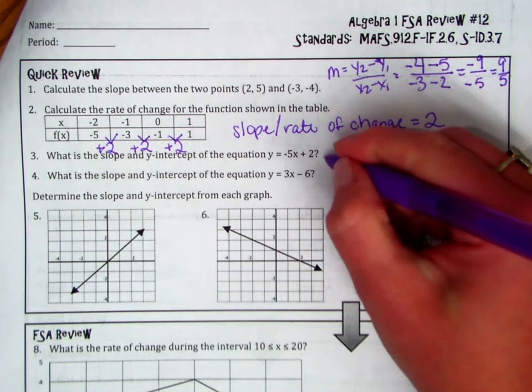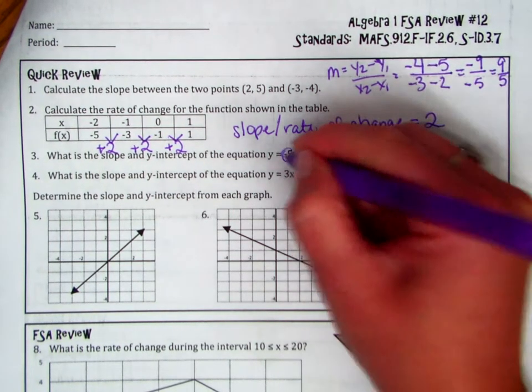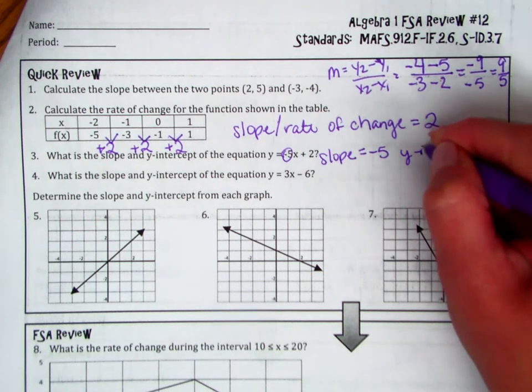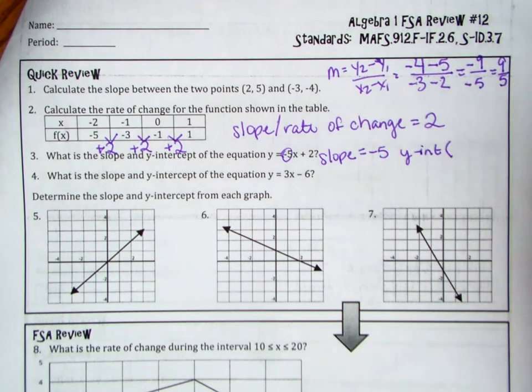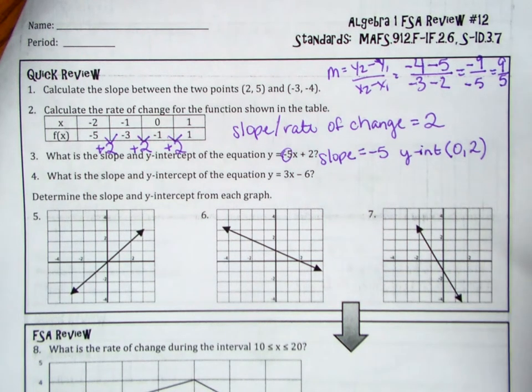Alright, so what is the slope and y-intercept of the equation? Your slope is always next to your x. So my slope is -5. And then my y-intercept, which is a coordinate point on my graph, you would write as 0, 2.